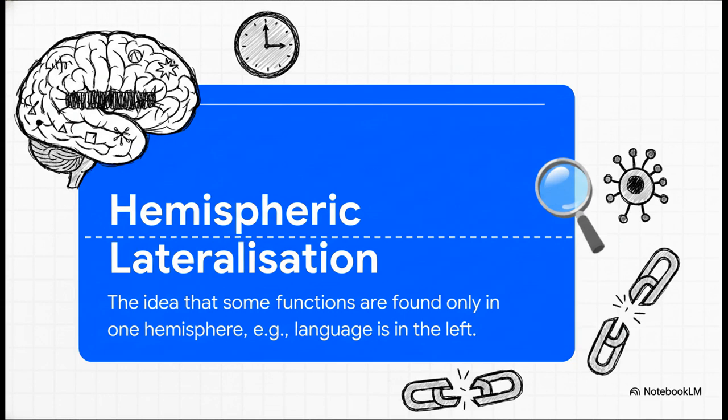He studied a really unique group of patients who had undergone something called a commissurotomy. This is a really drastic surgery where the corpus callosum, that massive bridge of nerve fibers connecting the two halves of the brain, is cut. It was a last-ditch treatment for severe, uncontrollable epilepsy, but it created this amazing natural experiment, a chance to study each hemisphere completely on its own.